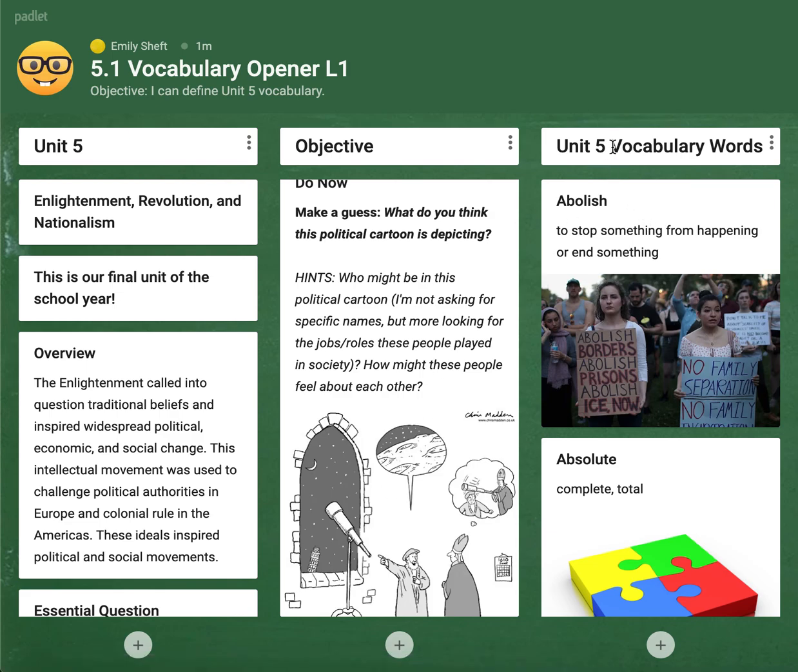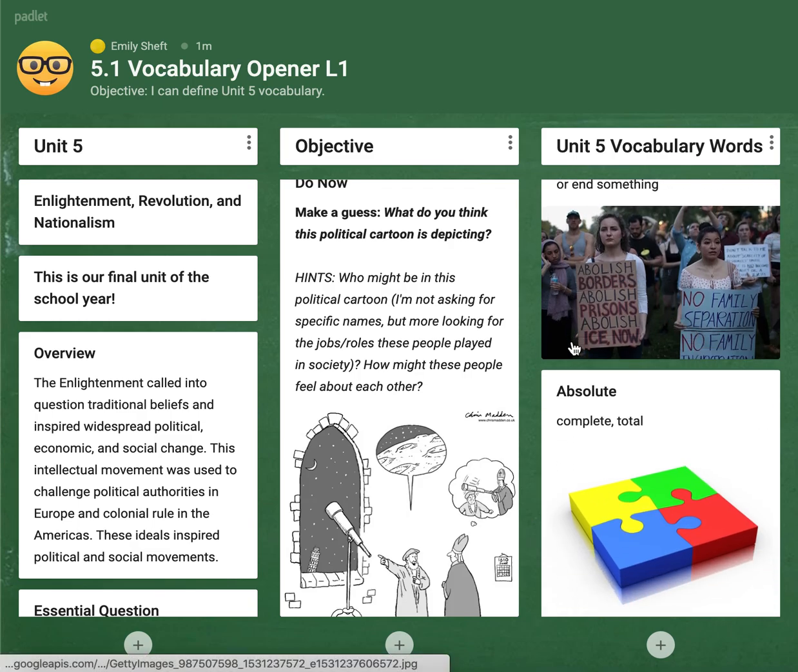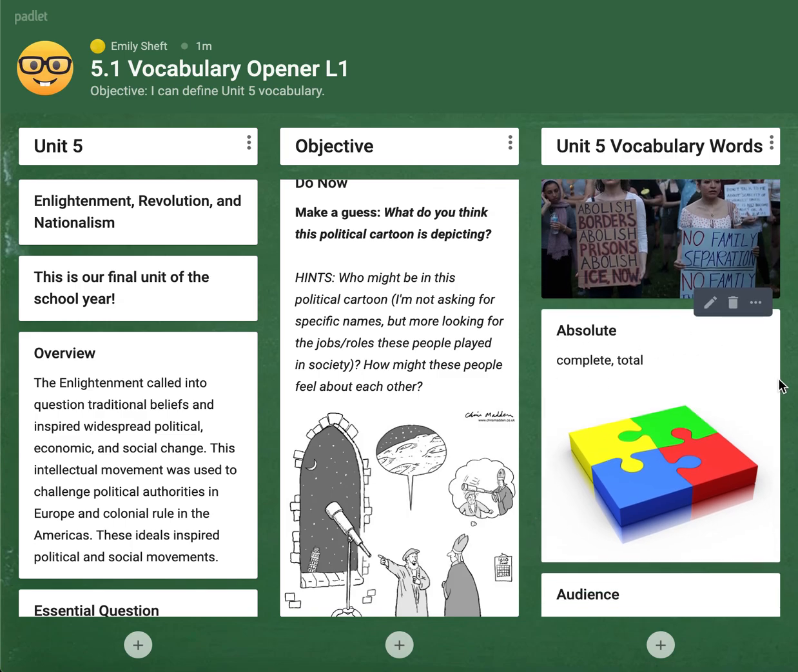Now to review our vocabulary words. Some of these you might feel familiar with, we might have had in previous units, or they might be completely new to you, and that is okay. So we have abolish, to stop something from happening or end something. Abolish, most recently in our current events, is being used in language against ICE, against immigration. So people think that we should get rid of ICE because of what is happening to families, the horrific acts happening to families from ICE against them.